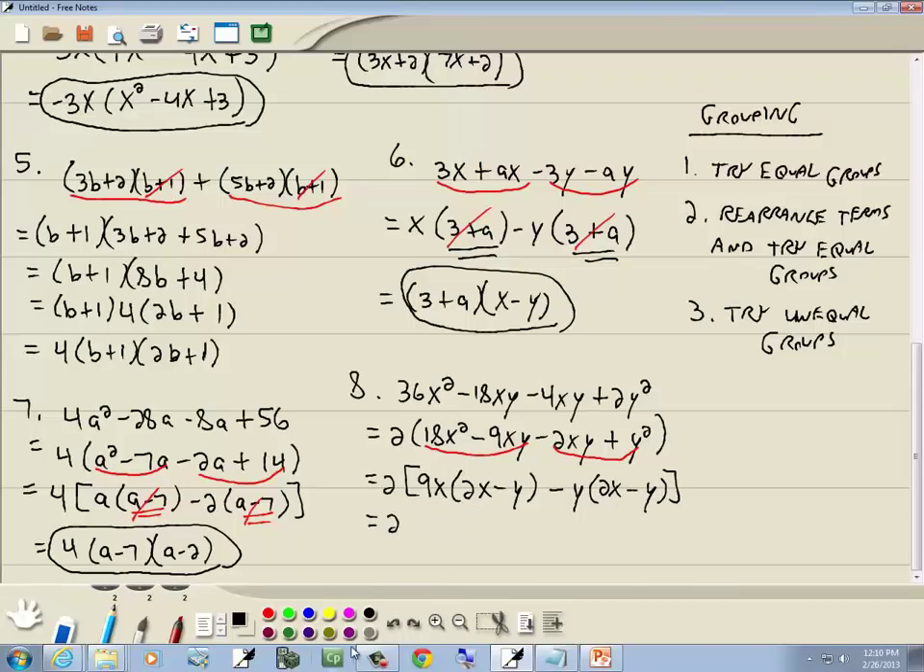Now our goal was, again, to get this parentheses the same as this, which it is. So I can factor out 2x minus y. And to decide what goes in your second set of parentheses, again, you can cross out these 2x minus y's, and what isn't crossed out is what goes here, which would be 9x minus y. And that would be your answer.